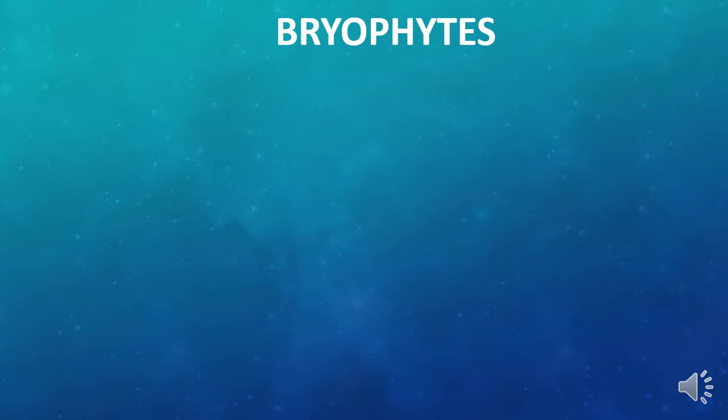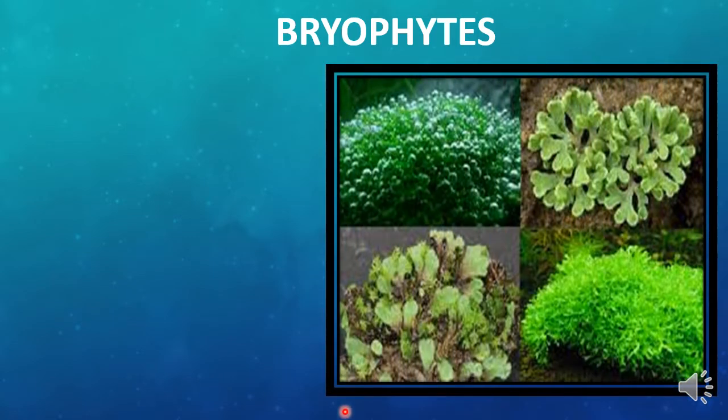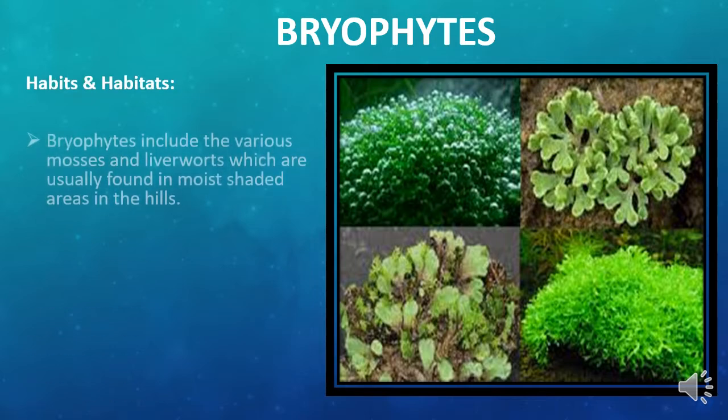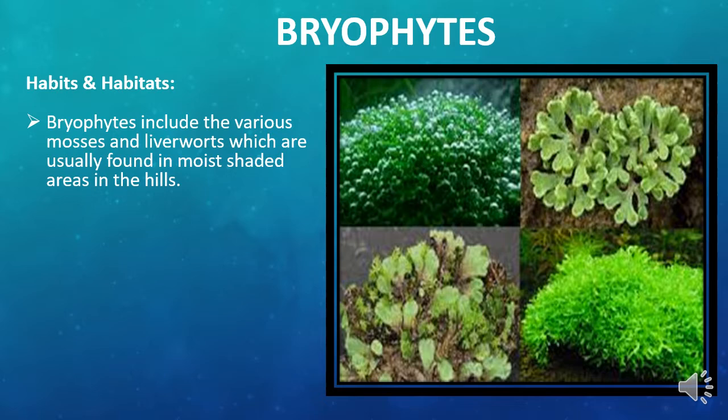Coming to the characteristics of bryophytes, this is the picture of bryophytes. Their habits and habitats: bryophytes include the various mosses and liverworts, which are usually found in moist shaded areas in the hills. So bryophytes are usually seen in moist shaded areas and in hills.